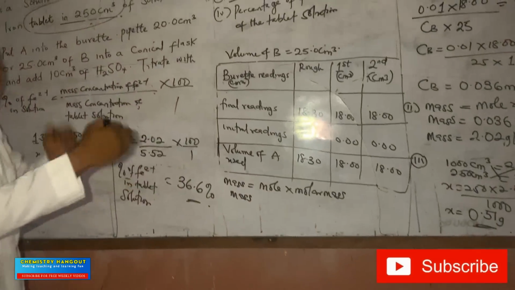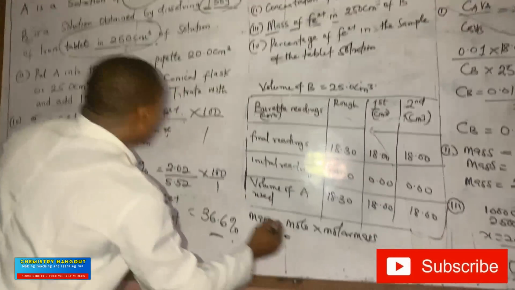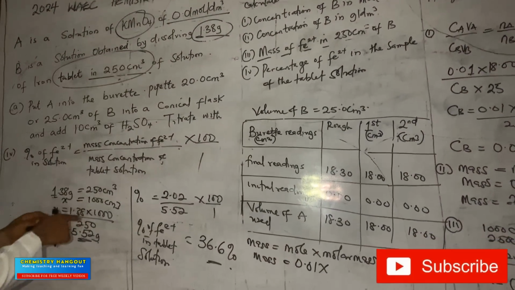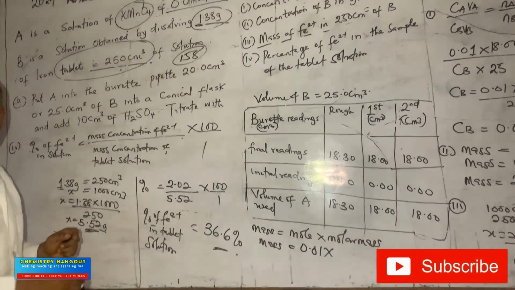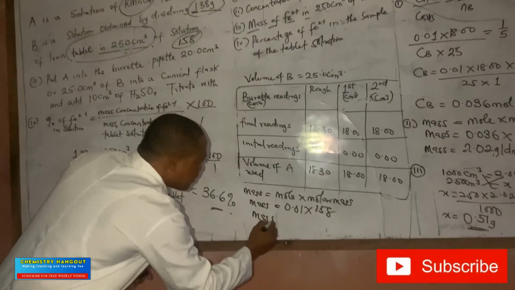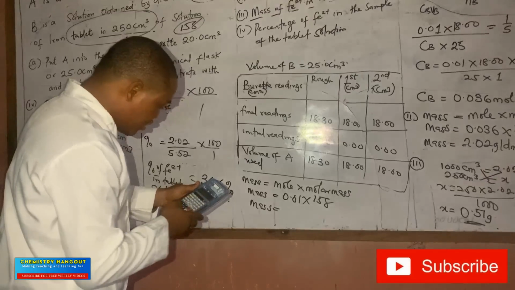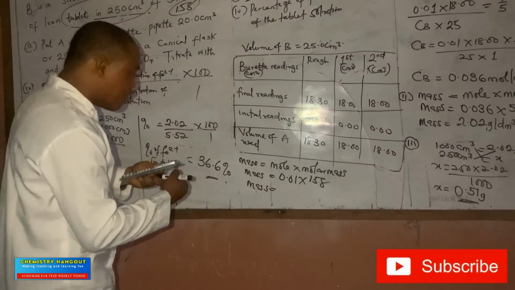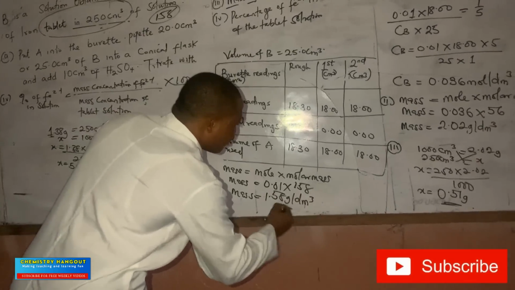I'm talking about if they ask us, it's just predictions. We don't want to leave any stone unturned. So the mole will now be 0.01 times the molar mass. You can see they have given us in the question, I wrote it before, 158 as the molar mass. So the mass of A, if they ask us to calculate it, will be 0.01 times 158. That will give us 1.58 gram per dm³. I want to believe this is clear.